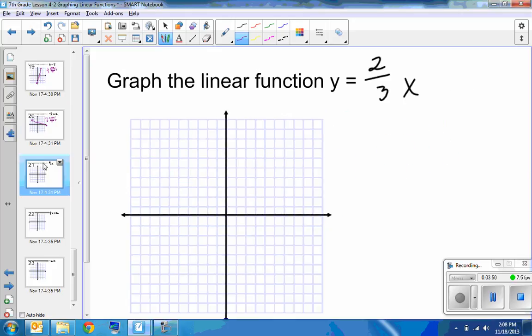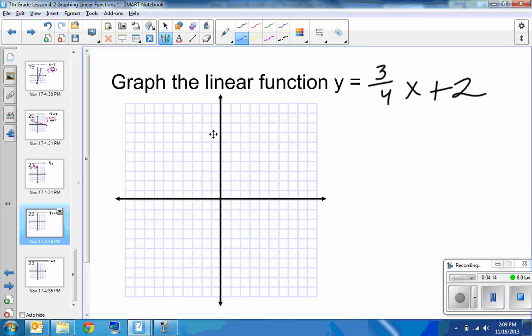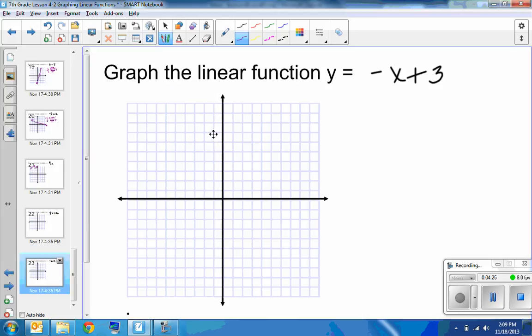Here is quiz question 1. In your notes, you want to make sure that you write down the function on the top of your graph on your paper. So y equals 2/3 x, and then graph it. Here is quiz question 2. Again, make sure you put the function at the top of the graph. And here is quiz question 3. Remember what imaginary number is in front of that x.